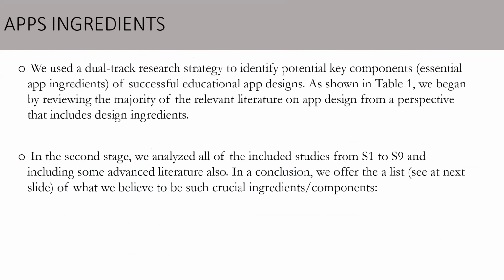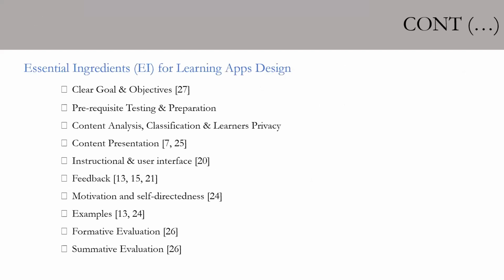We used a dual-track research strategy to identify potential key components or essential app ingredients of successful educational app design. As shown in Table 1, we begin by reviewing the majority of the relevant literature and app design from the perspective that includes design ingredients. In the second stage, we analyzed all of the included studies from S1 to S9 and some advanced literature also. In conclusion, we offer the list of what we believe to be such crucial ingredients or components.